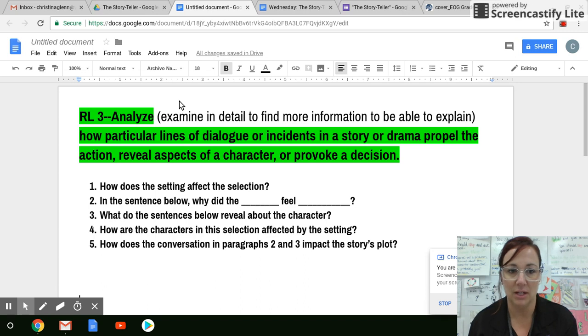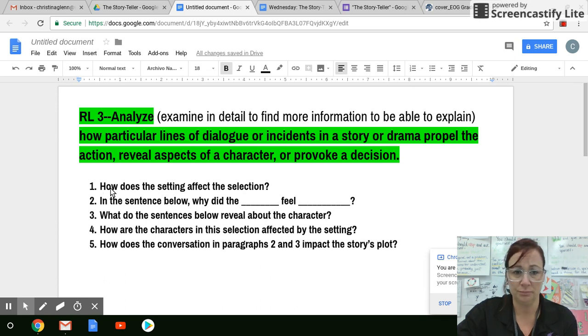Is it negatively impacting? RL3 will also ask you to analyze how certain lines of dialogue reveal things about a character. And then lastly, it'll ask you to look at the dialogue or plot details to see how it impacts a character to provoke a decision, okay? Again, on your EOG, you're not going to have this, but you will have a question stem that looks similar to one of these five.